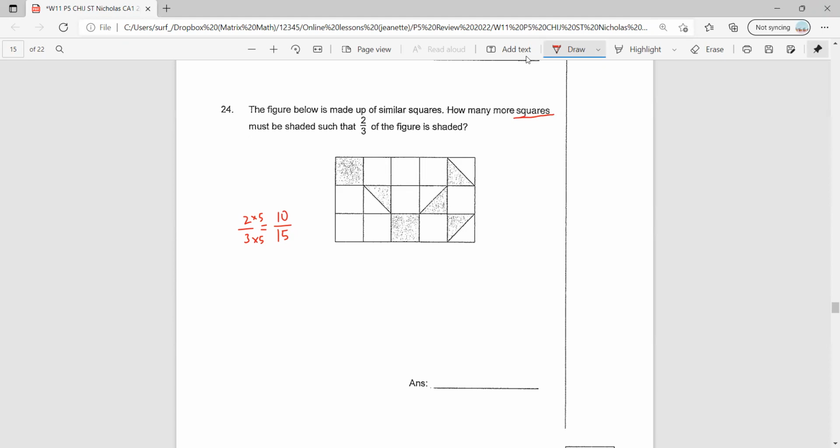Okay, so there are 15 squares that I have, and I need 10 of them to be shaded. How many of them are shaded now? 1, 2, then this together is 3, then this together is 4. So you already have 4 shaded. How many more must you shade? So 10 minus 4, 6.